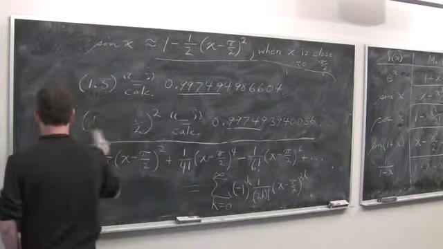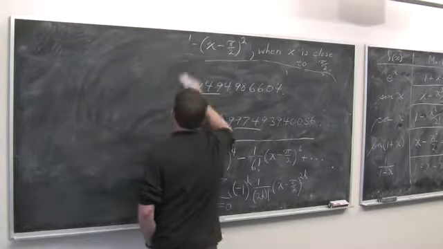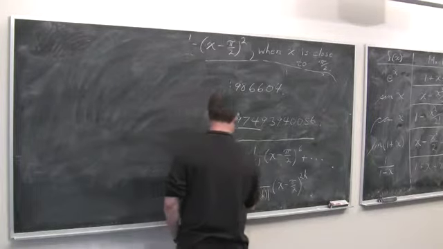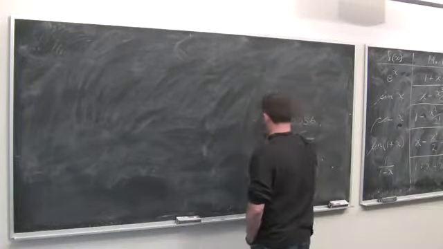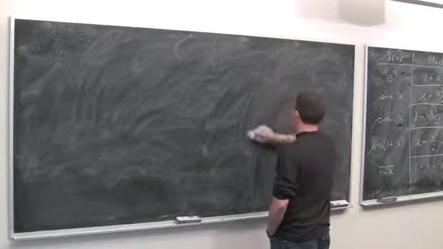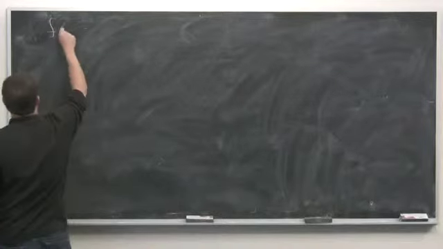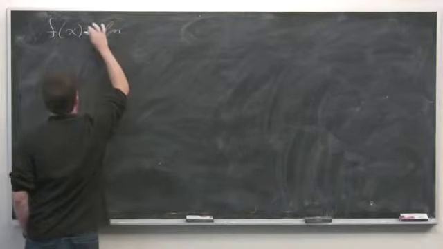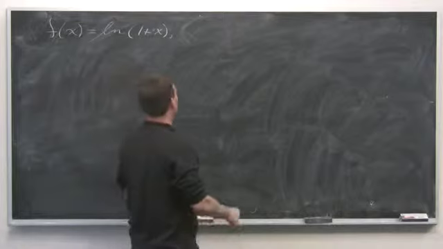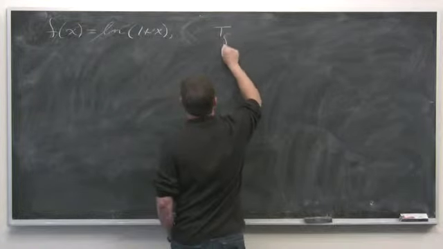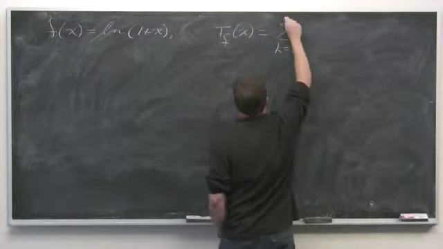All right, let me work out the Maclaurin series for natural log of 1 plus x. And then we'll stop. So suppose f of x is the natural log of 1 plus x. The coefficients in the Maclaurin series, the sum as k goes from 0 to infinity.